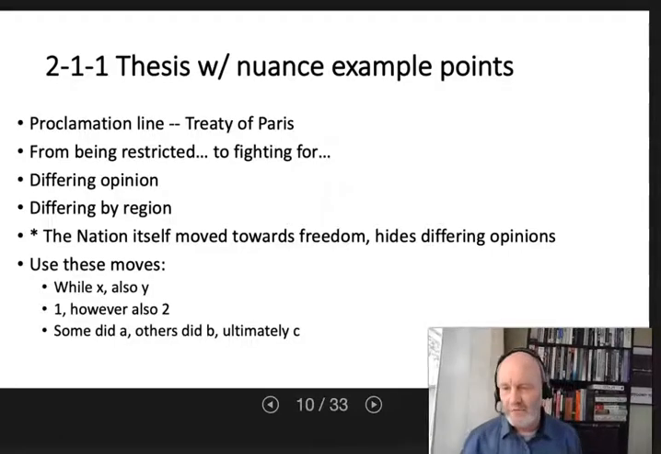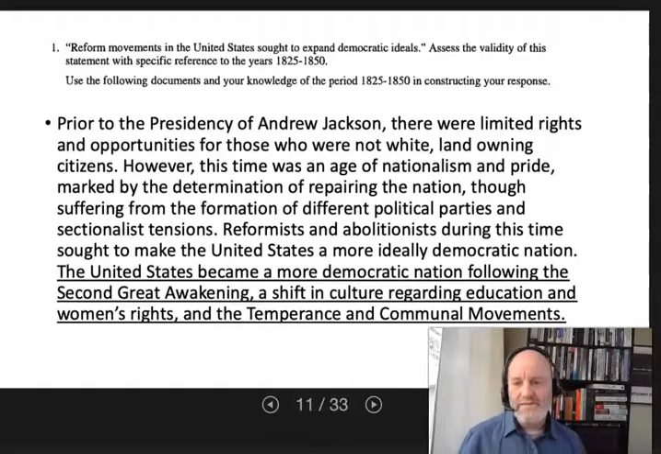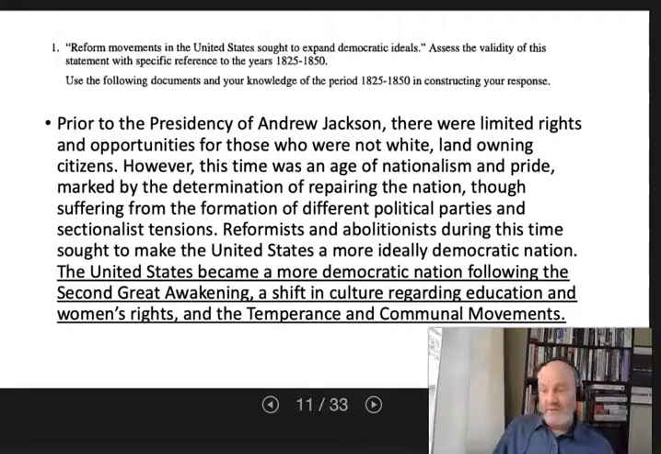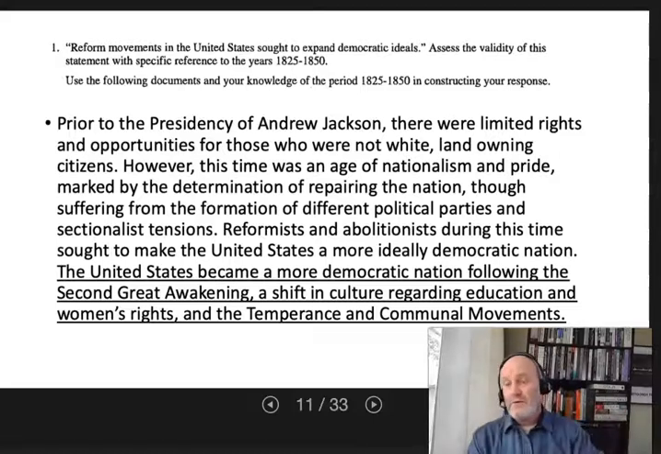It's not just everyone did it or the revolution was popular. That's not an argument. That's not good. So don't do that. Here's some examples from a different prompt. And these are real student examples from previous years.